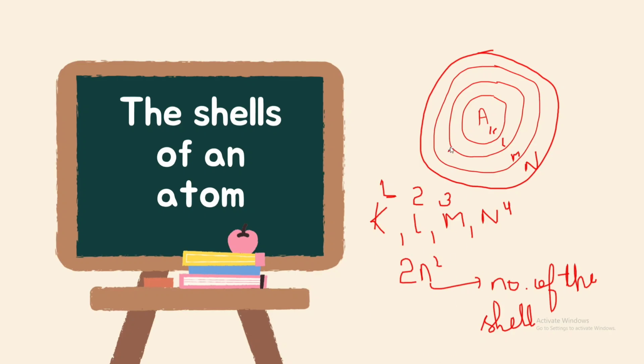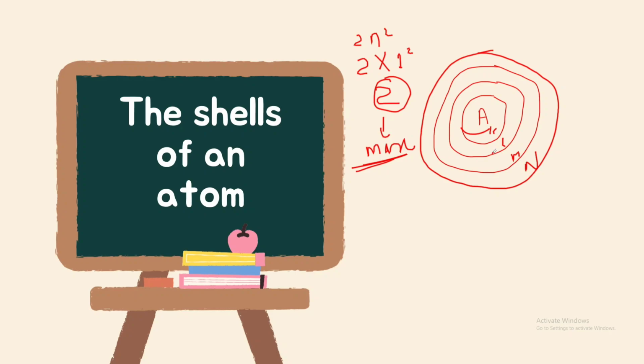For example, if you want to know how many electrons are there in the K shell, then we can easily use this formula 2n square. 2 into K is the first shell, so 1 square, so that will be 2. So 2 is the number of electrons present in the K shell, and it is the maximum number of electrons that can be present in the shell.